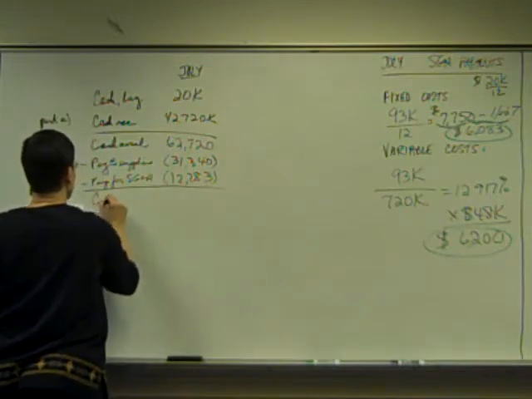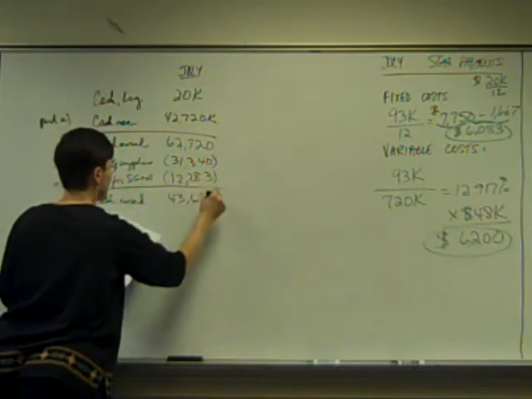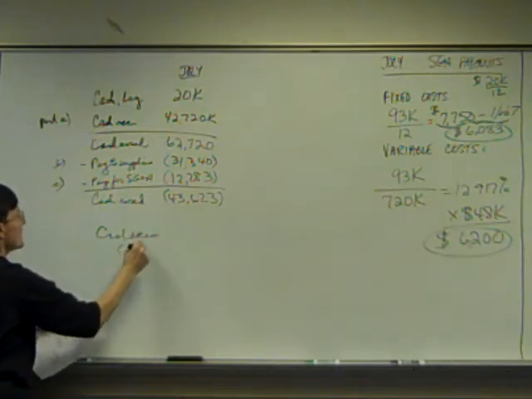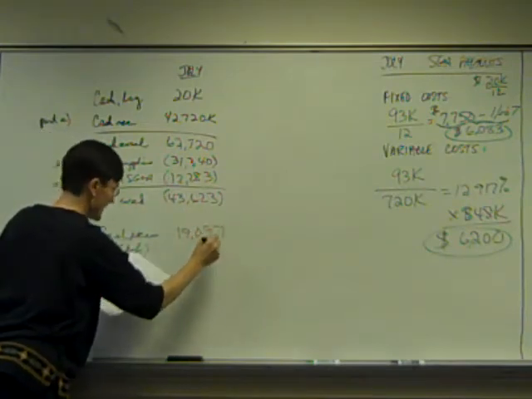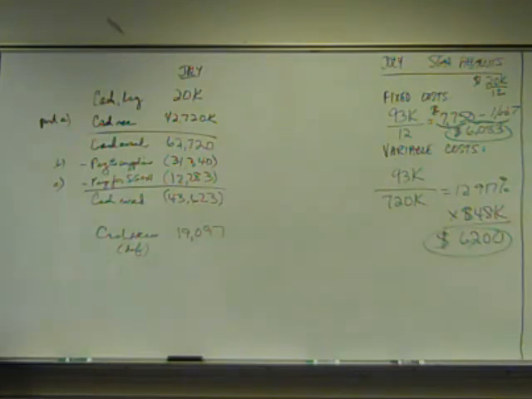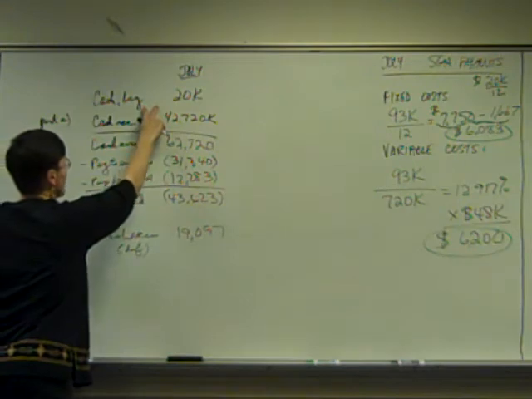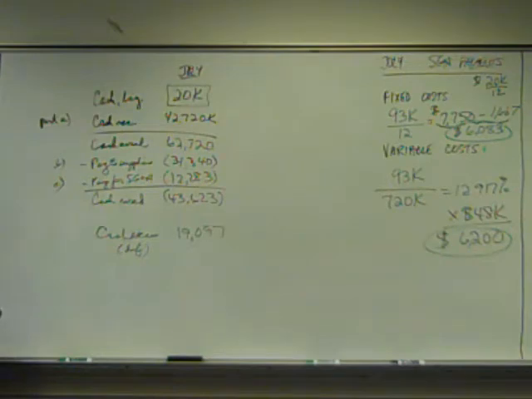So our cash used is $43,623. So our cash excess or deficiency, we have 62, we spent 43. We end with $19,097. I would think they could have gone up as high as $19,150 depending upon how you rounded. And now, they didn't mention anything about what this company is required to keep. The fact that they're starting with 20,000, this is probably what their internal cash requirement is.